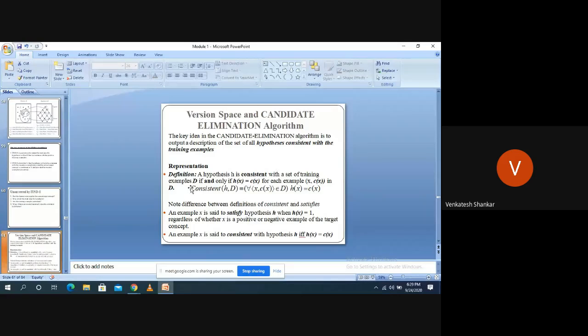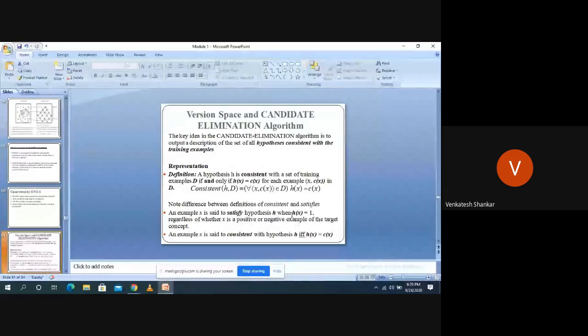Note the difference between the definition of consistent and satisfies. The two things are very important. The first one is consistent, the second one is satisfies. An example X is said to satisfy when H of X is equal to 1. An example X is said to be consistent when H of X is equal to C of X.